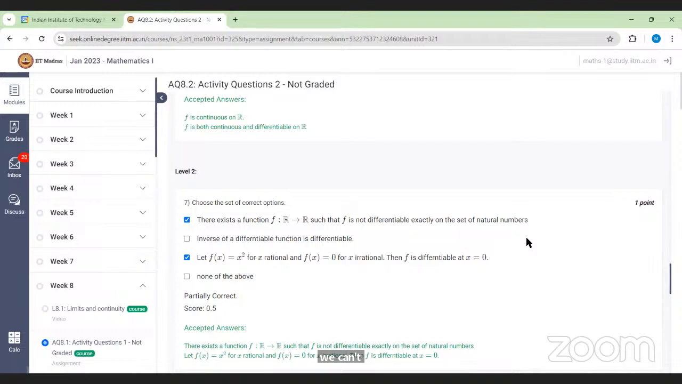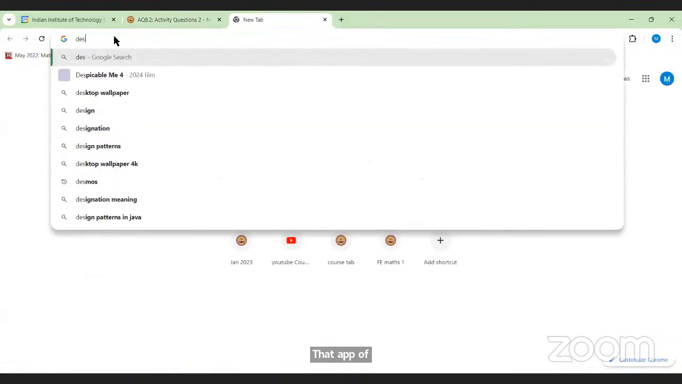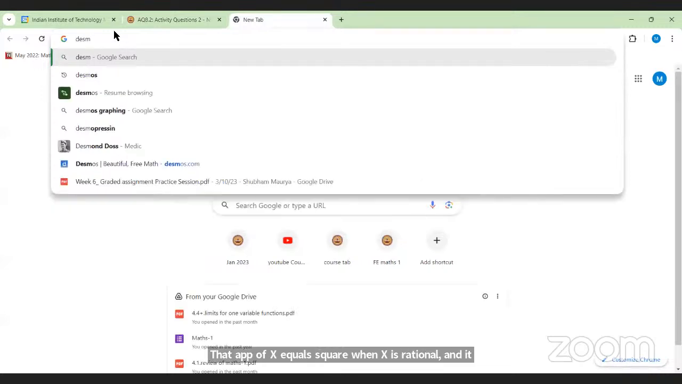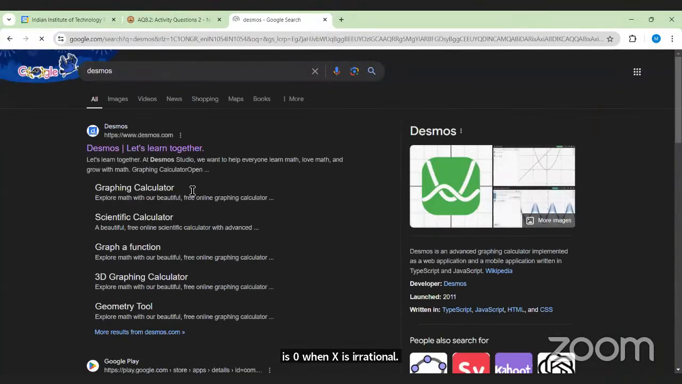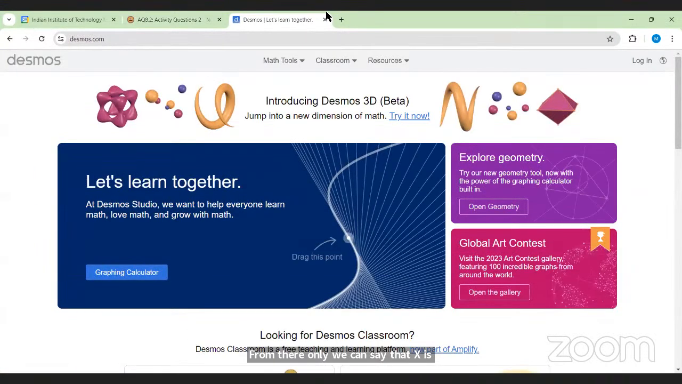The function is behaving very alternately. For example, we can't draw the graph of this function, but we simply write down the function. It will become clear: f of x equals x square when x is rational, and it is 0 when x is irrational. From there only we can say that x equal to 0 is rational. So we will take a function f of x equals x square.